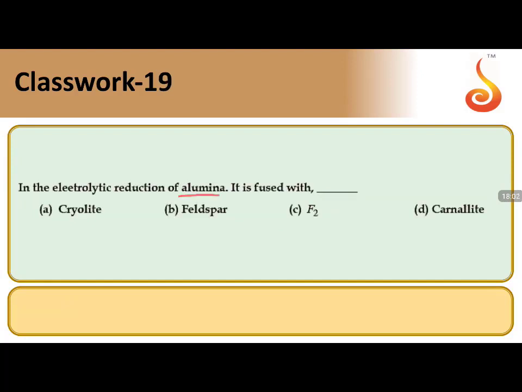Electrolytic reduction of alumina, it is fused with. So alumina is reacted with cryolite. The purpose is to decrease the melting point and to increase the conductivity of the electrolyte solution. We use cryolite. Cryolite is Na3AlF6. So this is going to be used in the process.